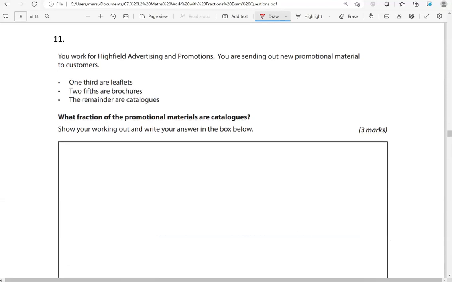You work for Highfield Advertising and Promotions. You're sending out new promotional material to customers. 1/3 are leaflets, 2/5 are brochures, the remainder are catalogues. What fraction of the promotional material are catalogues? So we've got 1/3 and 2/5. Common denominator can be 15.